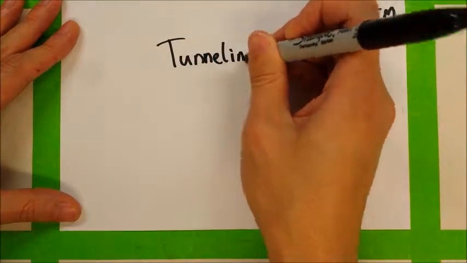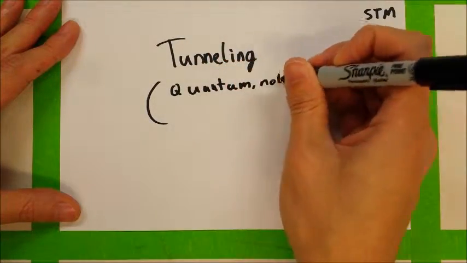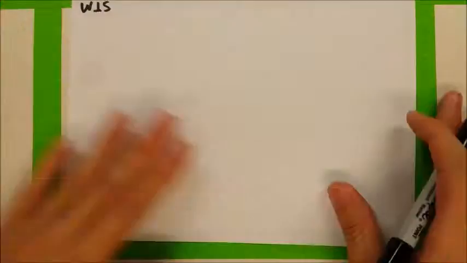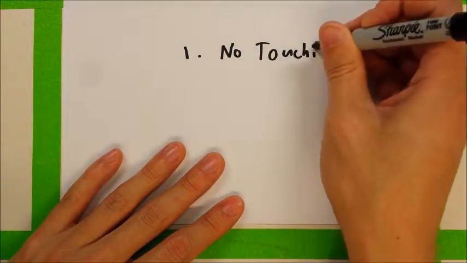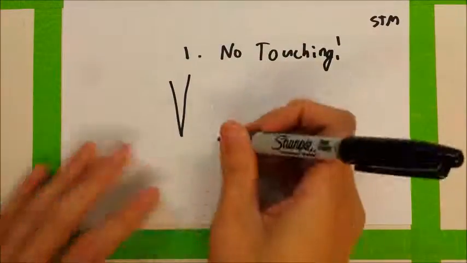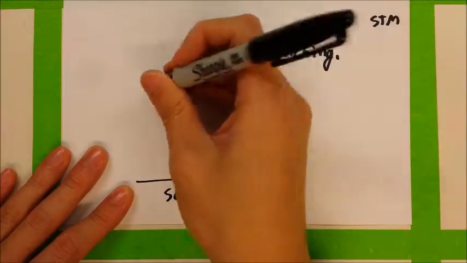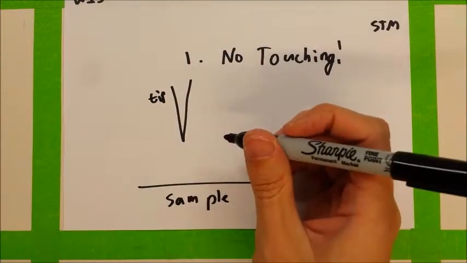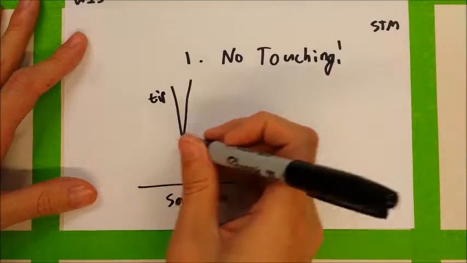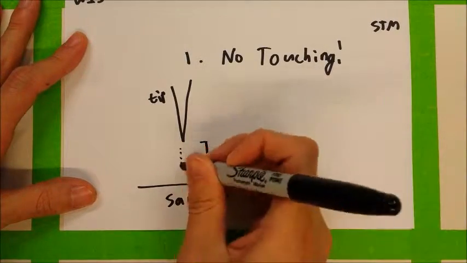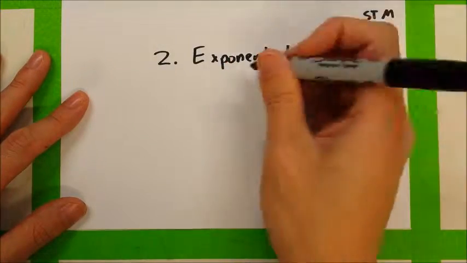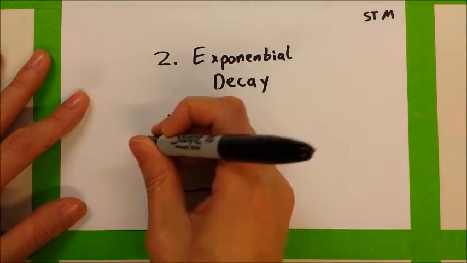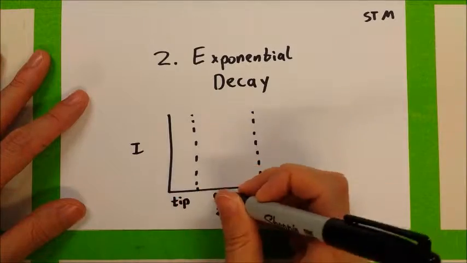STM works because of tunneling. Quantum tunneling deserves a whole video of its own. But for our purposes, you only need to know two things. Number one, no touching. Quantum tunneling allows us to generate a current without the tip ever making contact with the sample. Number two, exponential decay. The amount of current is exponentially proportional to the distance between the tip and the sample.